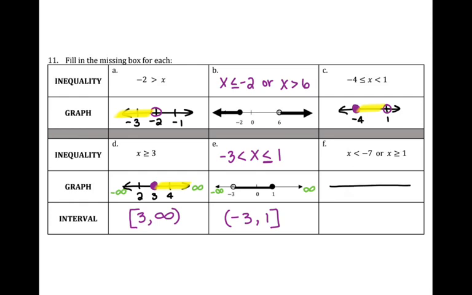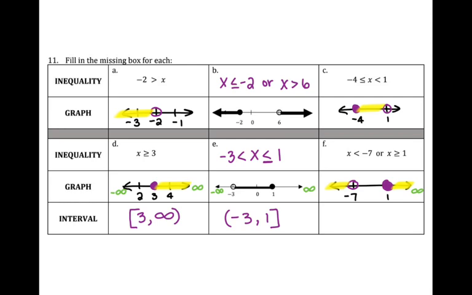For letter F, another compound inequality, so x is less than -7, or x is greater than or equal to 1. Open circle at my -7, closed circle at my 1. Less than -7 is to the left. Greater than or equal to 1 is to the right.